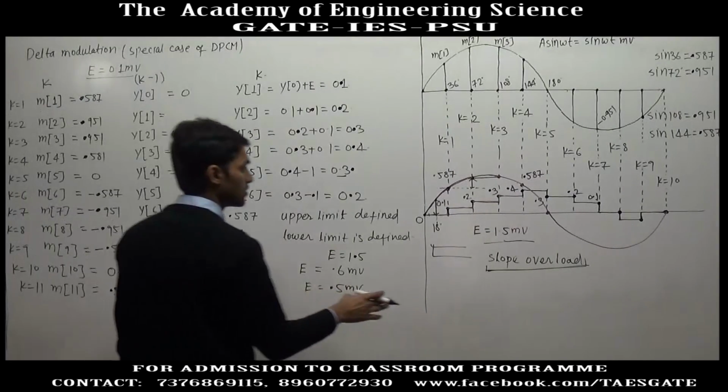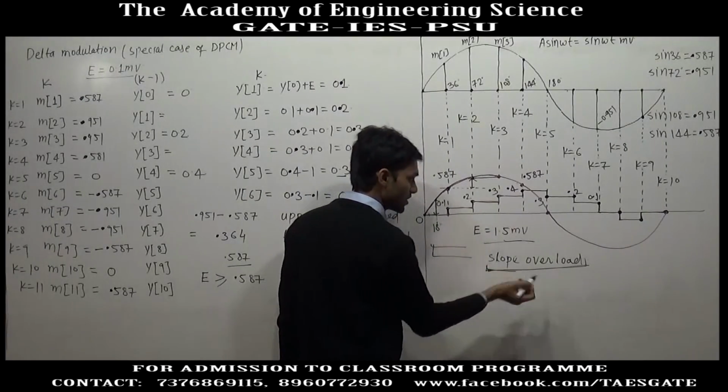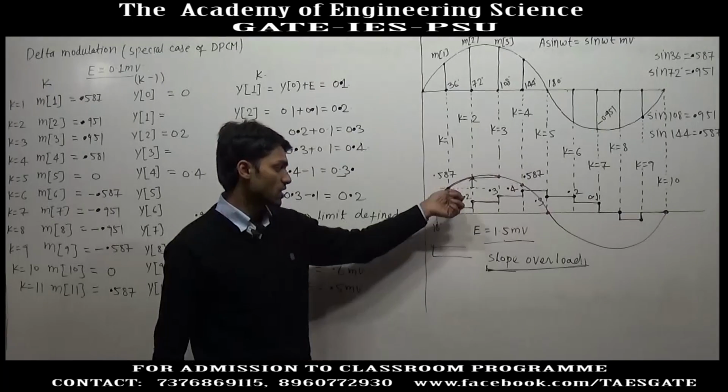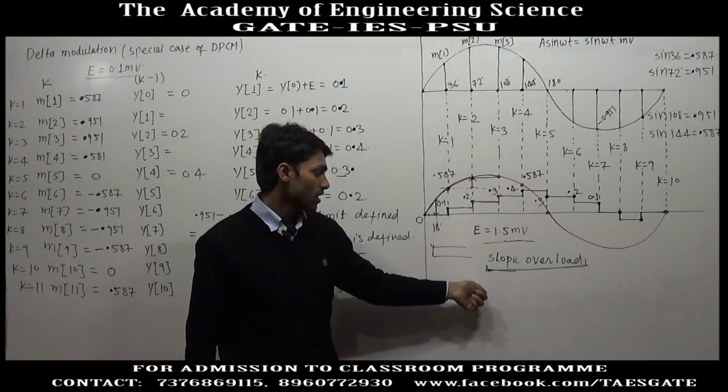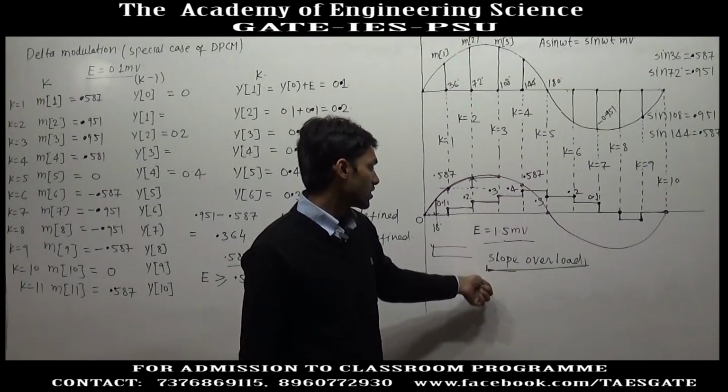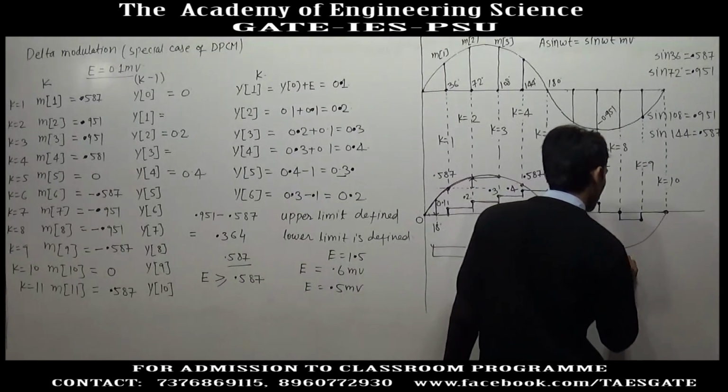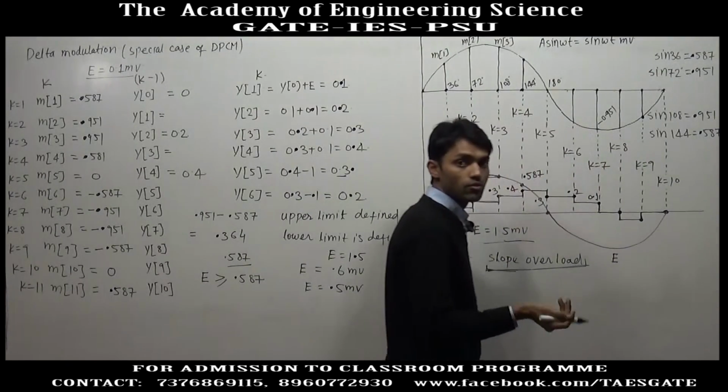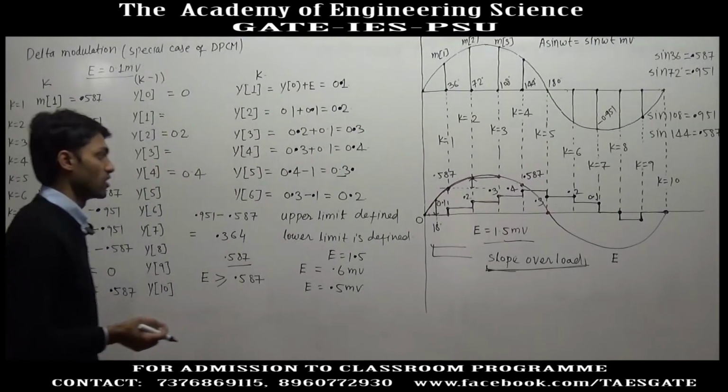So, we will take different graphs. Here we have taken sinusoidal signal. We will take 1 or 2 graphs, and for that we will try to find out the optimum value of the threshold for which the slope overload can be avoided.